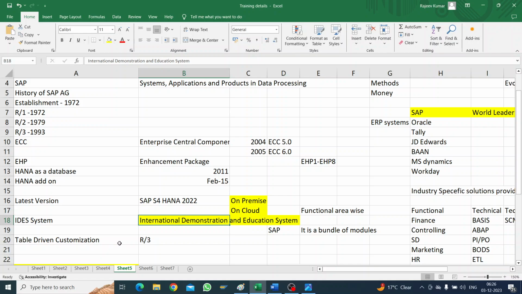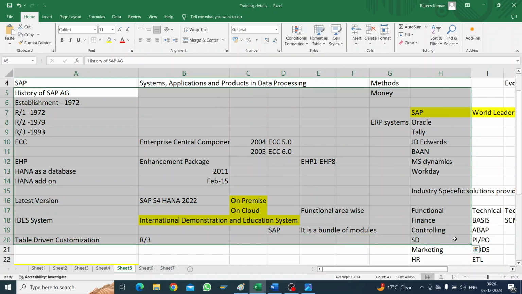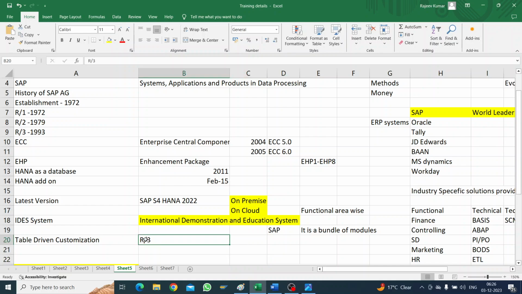Now we will talk a little bit about table driven customization. What is a table? A table is nothing but a combination of rows and columns, as you can see. So this is also called a table. R3 was the first software which brought in the concept of table driven customization. That means whatever data you create in the system will be stored somewhere at the table level, and if you want to see it, it will also reflect at the table level. You can just run the program and it will show you the details of what is stored in that particular table.